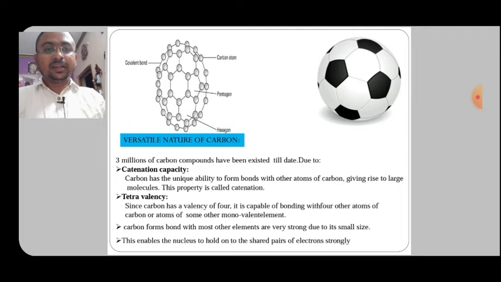What is meant by catenation capacity? Carbon has the unique character of forming bonds with similar types of atoms, and that is helpful for the formation of a large number of cyclic as well as chain-like structures. And coming to the tetravalency, carbon can form 4 bonds with other atoms. So this is helpful for the formation of a large number of organic compounds.